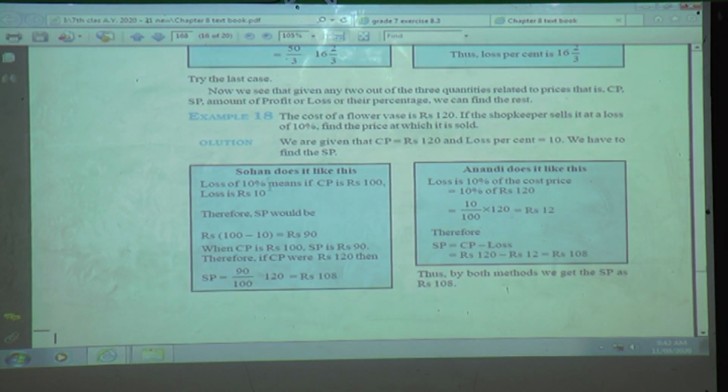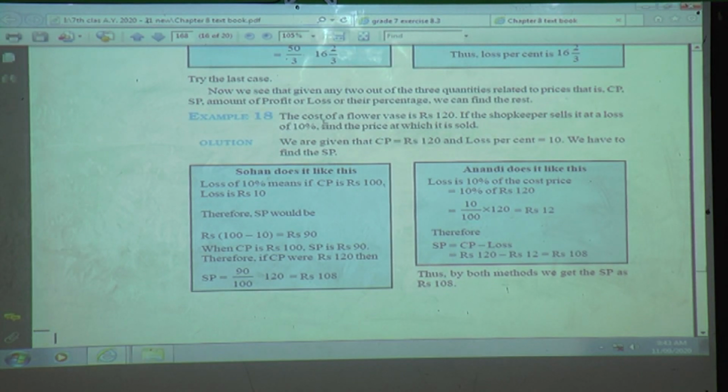Given any two out of three quantities related to the prices, that is CP, SP and the amount of profit or loss or their percentage, we can find the rest. If you know any of these items, then you can find out the profit, loss, profit percentage or loss percentage. This is what we learned in the previous question. We will have another situation.